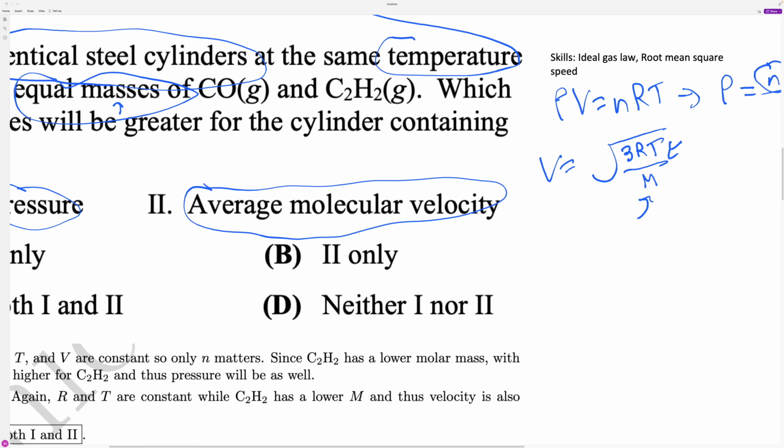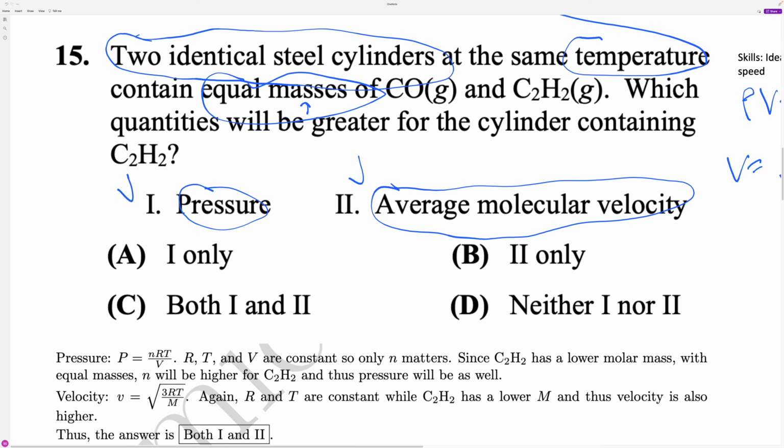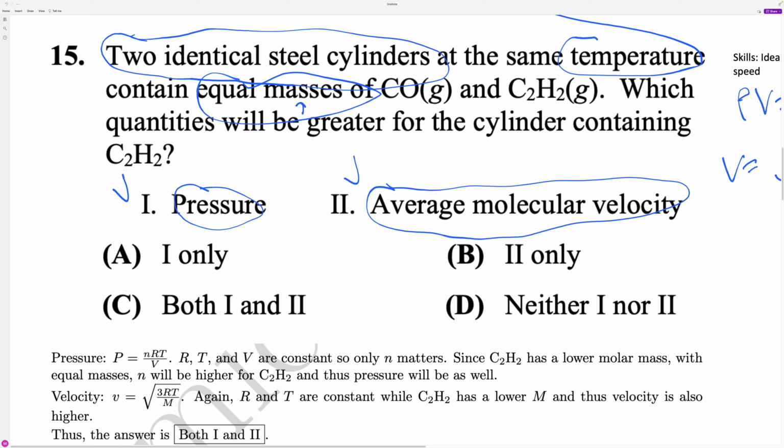So average molecular velocity is also going to be higher for the cylinder with C2H2. So II is correct as well. And since both are correct, our answer is going to be C.